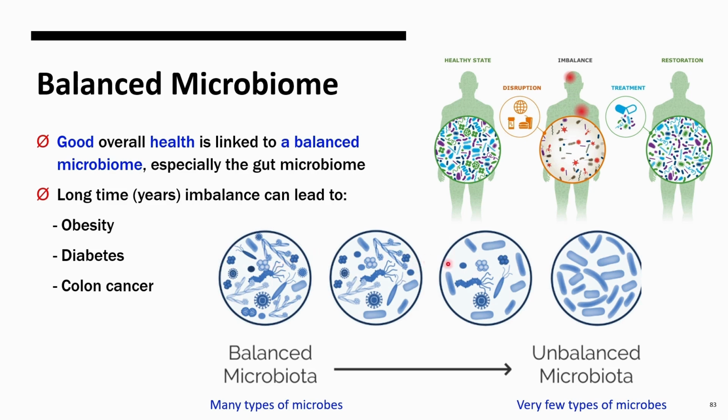But with time, some of these organisms get affected by different things that we do, our diet, the antibiotics that we take, the drugs that we take. So it gives an unbalanced microbiome. You can see the main difference between unbalanced and balanced. There are very few types of microbes in the unbalanced microbiome. So if you have an unbalanced microbiome for a long time, over years, it can lead to obesity, diabetes, and colon cancer. So it's kind of a dangerous situation that you need to take care of.